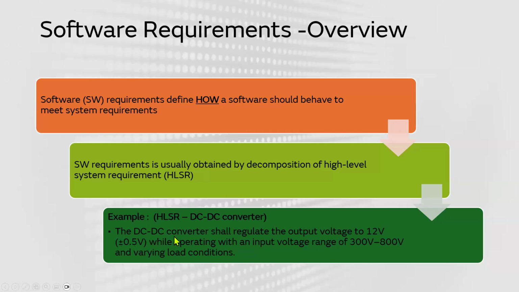So you know that this type of converter is going to be a buck converter. Which means that it will take 300 volts and step down to 12 volts, or it will take 800 and step down to 12 volts, with the varying load conditions. Yeah. And also we need to make sure that we have some tolerance in between.